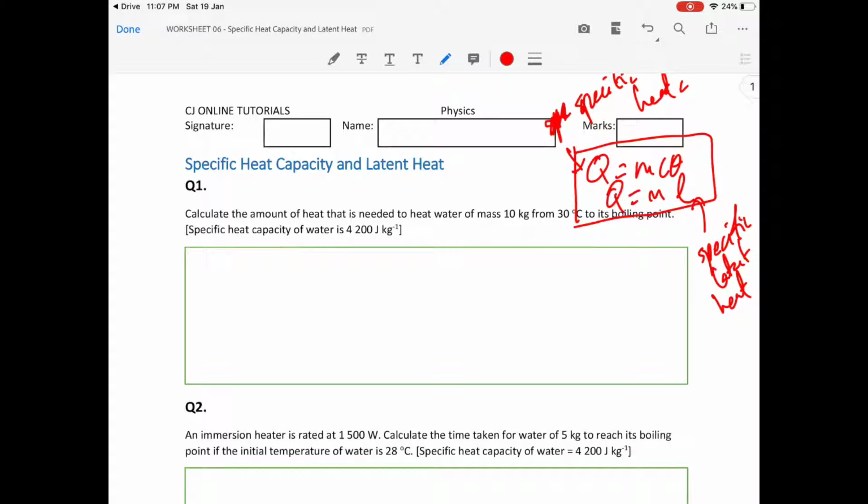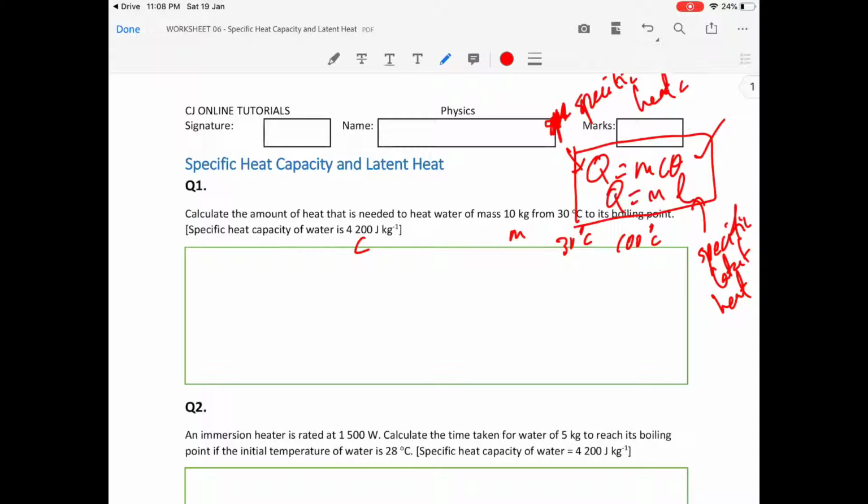Let's take a look at question 1. Question 1 says, calculate the amount of heat that is needed to heat water of mass 10 kg from 30 Celsius to its boiling point. So what's the boiling point of water? It's 100 Celsius. The information given is the specific heat capacity of water, 4,200 joules. So this is a bit obvious. This question wants you to use the first equation, since they already gave you the specific heat capacity.